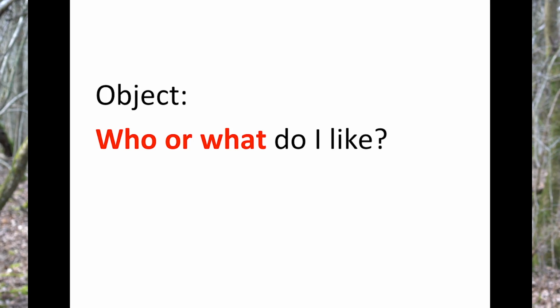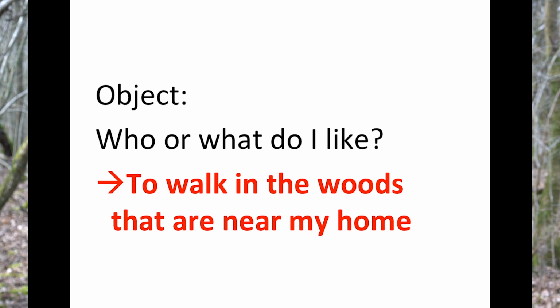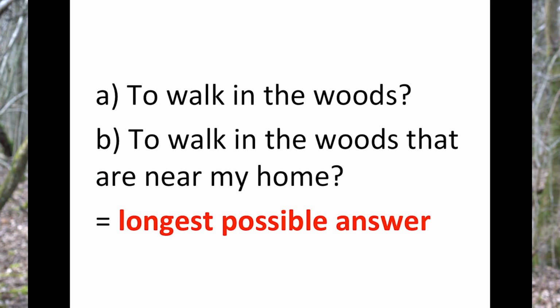And now we can try to find out the object of this verb. Who or what do I like? So we take the subject and the verb together and we ask about the object by asking who or what. Who or what do I like? Do I like the woods? No, actually it's more than that. I like to walk in the woods. Okay? It's actually the whole rest of the sentence, because we can just continue. Who or what do I like? I like to walk in the woods that are near my home. So the longest answer we can give is the entire rest of the sentence. And this is our object. It's the object of like. So we found a really unusual object by just asking the question who or what and directing it towards either the subject or the object.